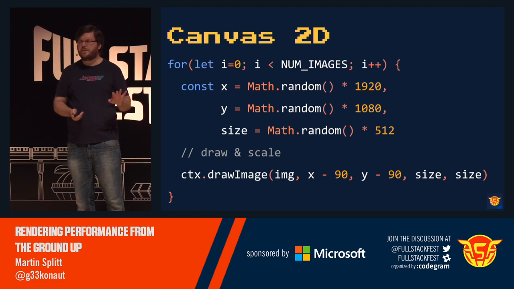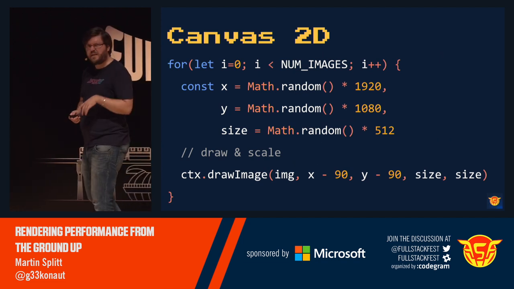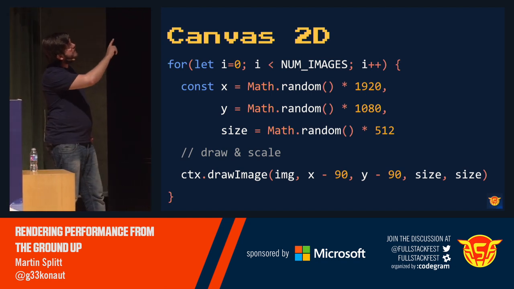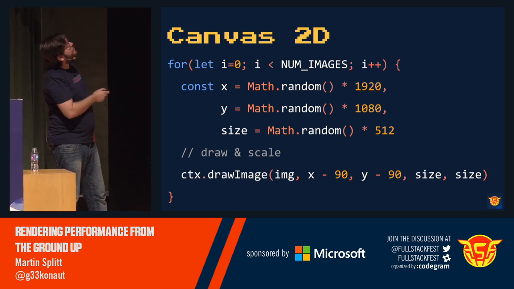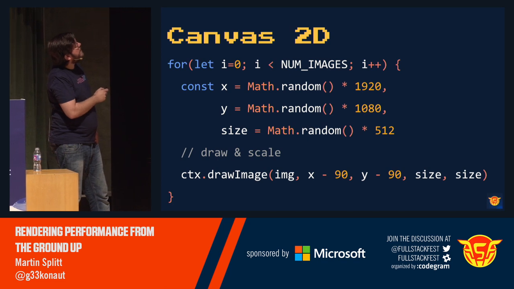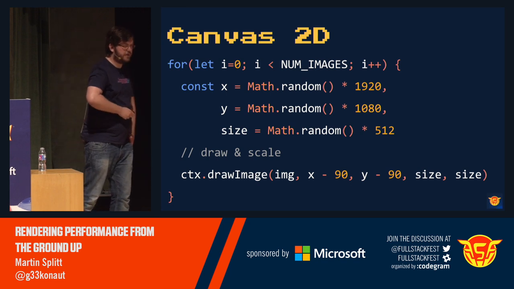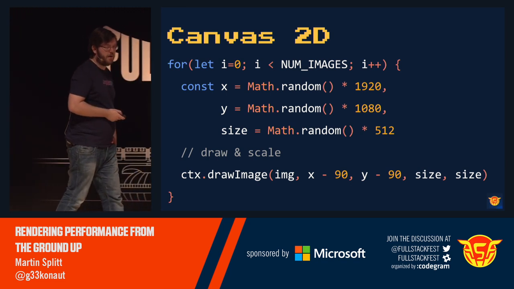So here's more or less the main code. There's a bit of setup code. There's like 10 lines missing on this one. Here's the main code for Canvas 2D. So we pick a random position, X and Y, and we pick a random size. And then we draw the image using Canvas 2D APIs at this position, rotated around its center, and then with the size given by the parameters.